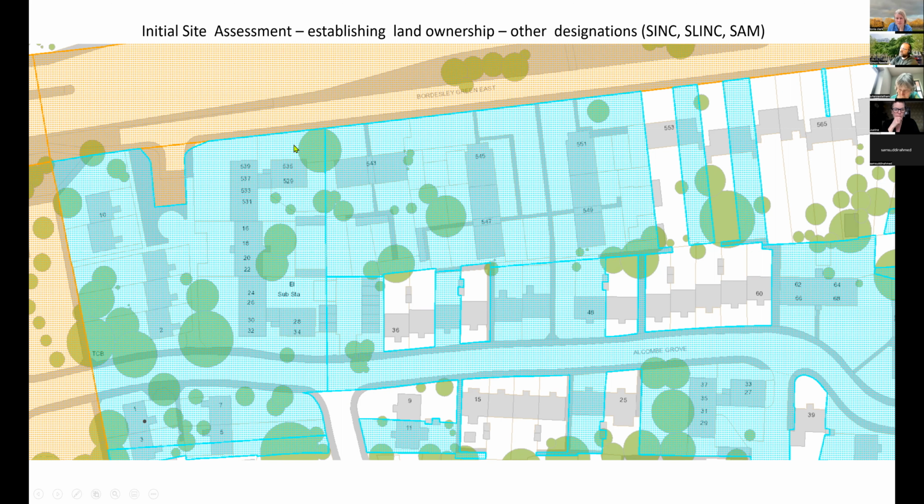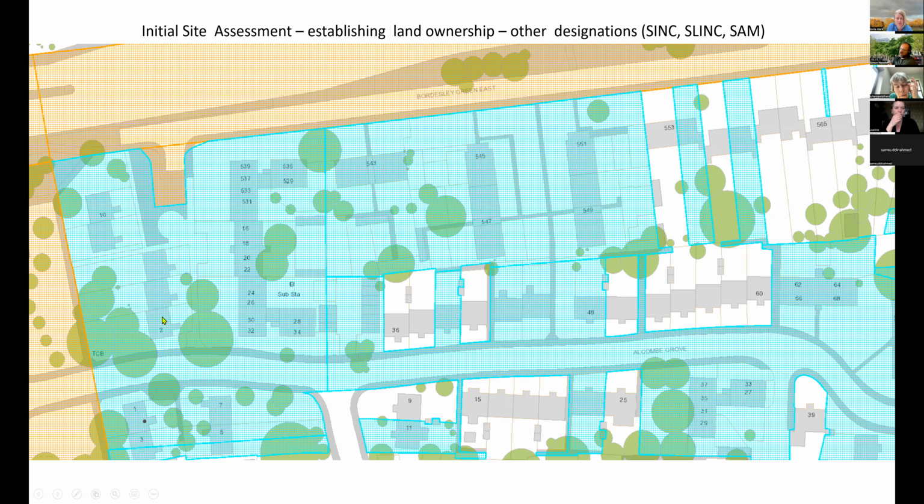And this blue stipple here tells us that this land is in housing ownership, so the housing department. This is social housing, or council houses with communal garden spaces. We've got probably individual council houses down here, probably with private gardens.